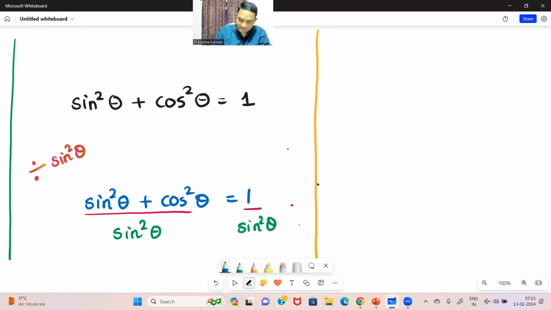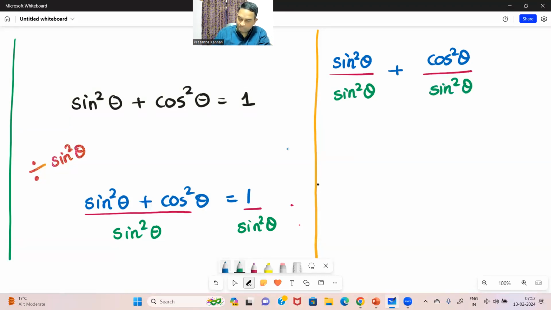So now I can split this, right? How can I split? Sine square theta by sine square theta, plus cos square theta by sine square theta, is equal to 1 by sine square theta. Correct. Now what will cancel here? Sine square theta and sine square theta will give? 1. Yes, you will get 1.